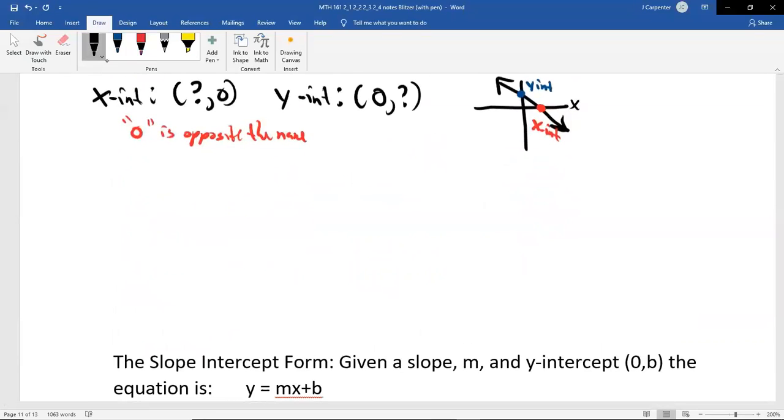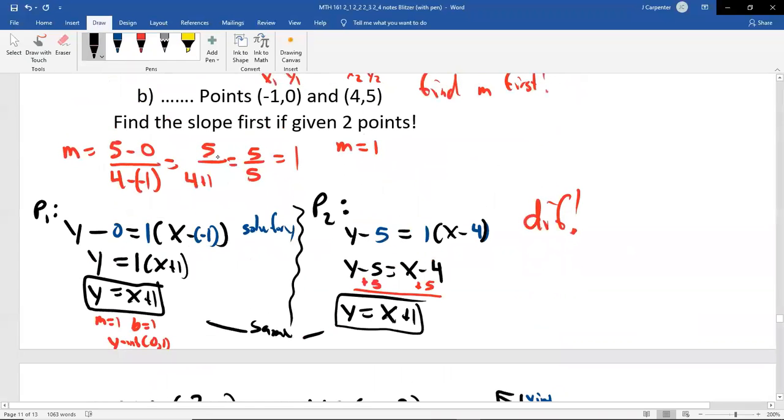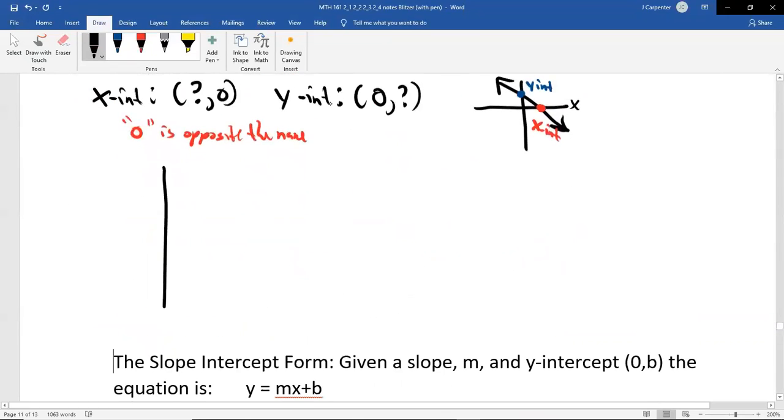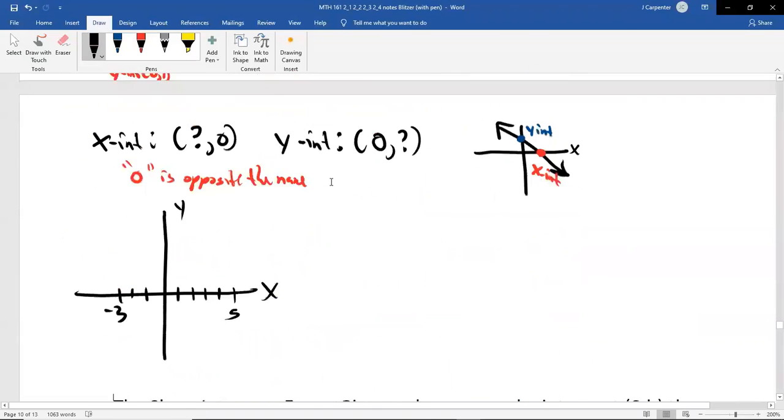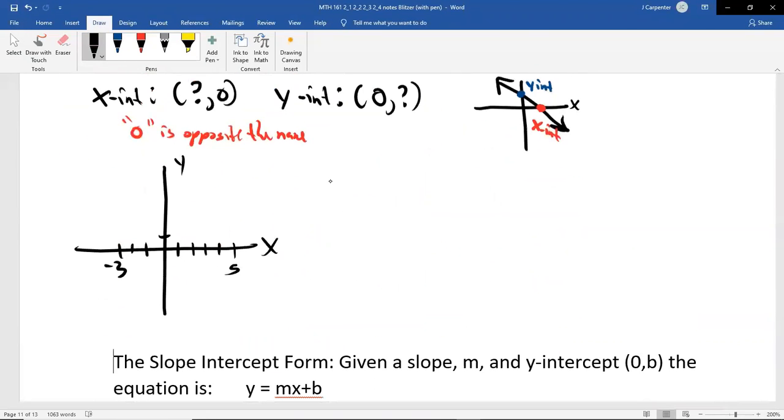Whatever, man. All right, so we had the points (-1, 0) and (4, 5). Okay, so we'll space it like this. I'm just going to go from -3 to +5, and the y values are between 0 and 5, so I just got to go up. 1, 2, 3, 4, 5.